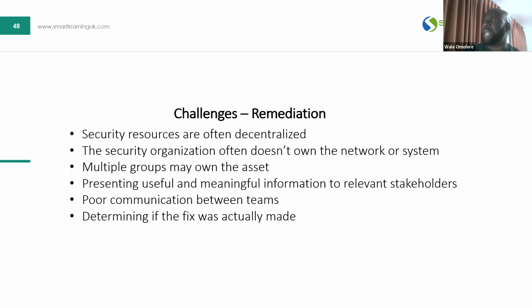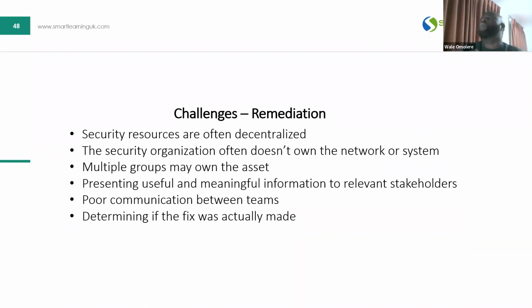Okay, remediation challenge: security posture is often decentralized. The security organization often does not own the network or the system. This is a major challenge. And the point there is, you would identify the problem, so remediation can be a major problem. The reason is because when you do not have the buy-in of the asset owner, it becomes a problem. On one hand, you have the problem that you have identified. On the other hand, nobody is willing to accept the risk. Not even accept the risk, they are not even willing to sponsor the remediation work.